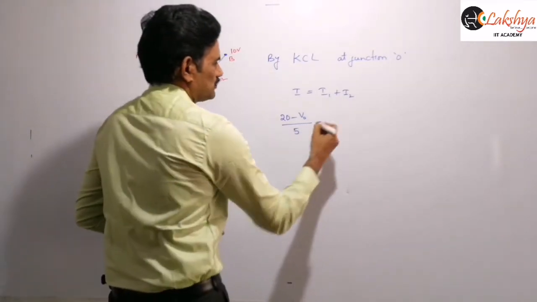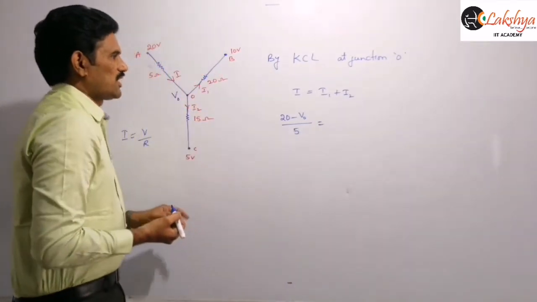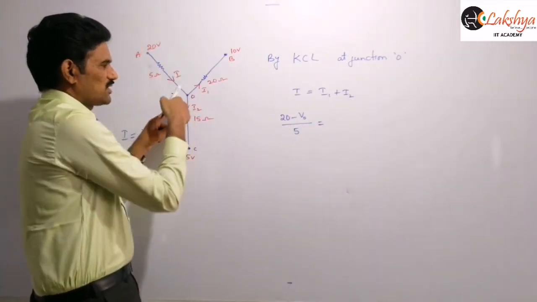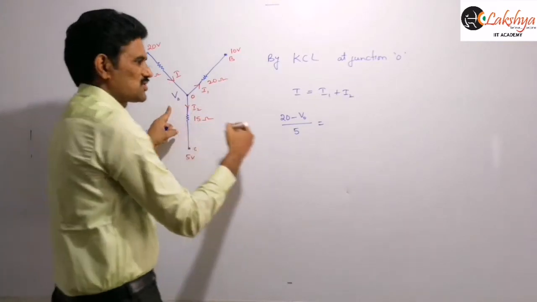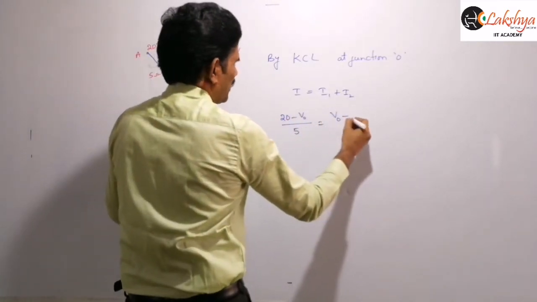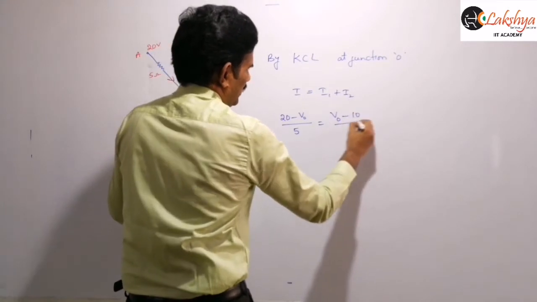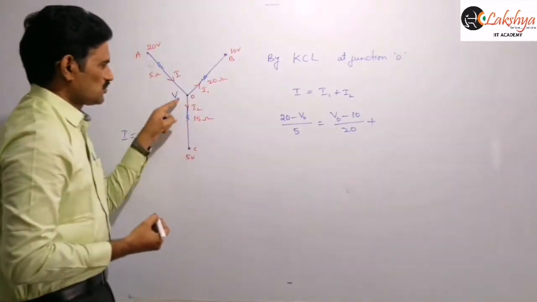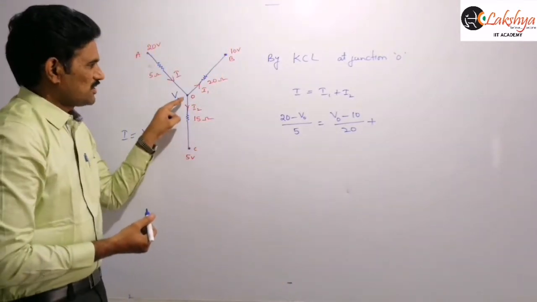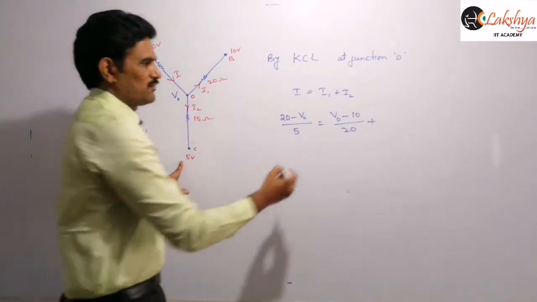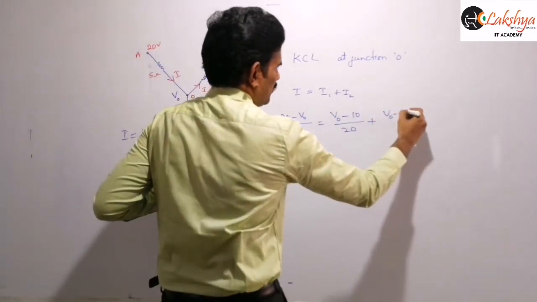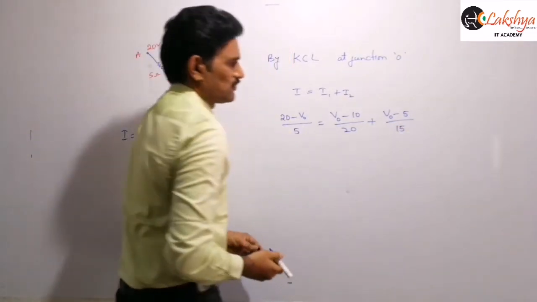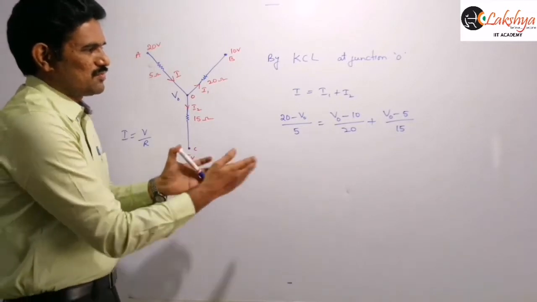And this is equal to, now I1, this one we can write here. This current is flowing like this, that means we are assuming this V naught is higher potential. So then it is V naught minus 10 by this resistance, which is 20, plus I2. I2 means here, similarly the potential difference is V naught minus 5. So then it will be V naught minus 5 by, here the resistance is 15 ohms, right? So now we just need to simplify this equation here.